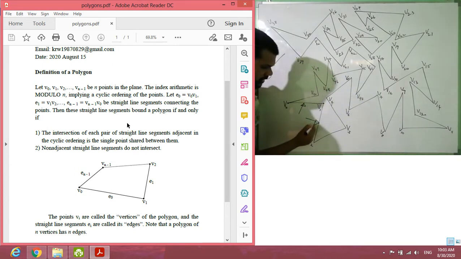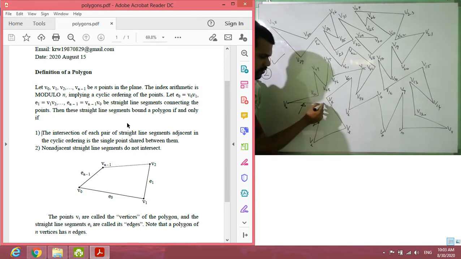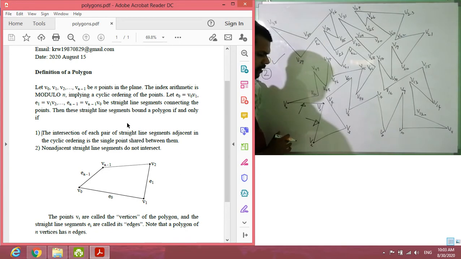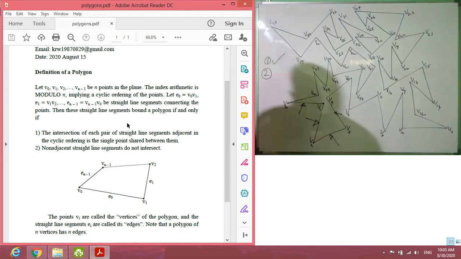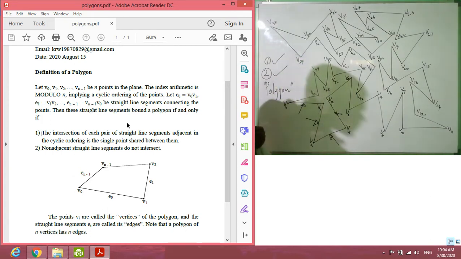Likewise, we move to this edge and check whether it does not intersect with the non-adjacent edges. This one and this one it intersects, but with other edges it does not. Likewise, we have to check each edge to make sure it does not intersect edges other than adjacent ones. So you can understand it follows the second condition as well. Therefore, we can call this a polygon.